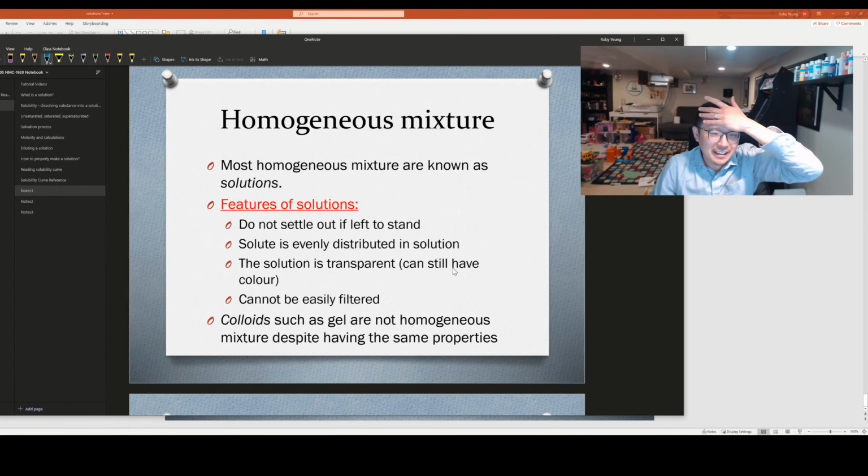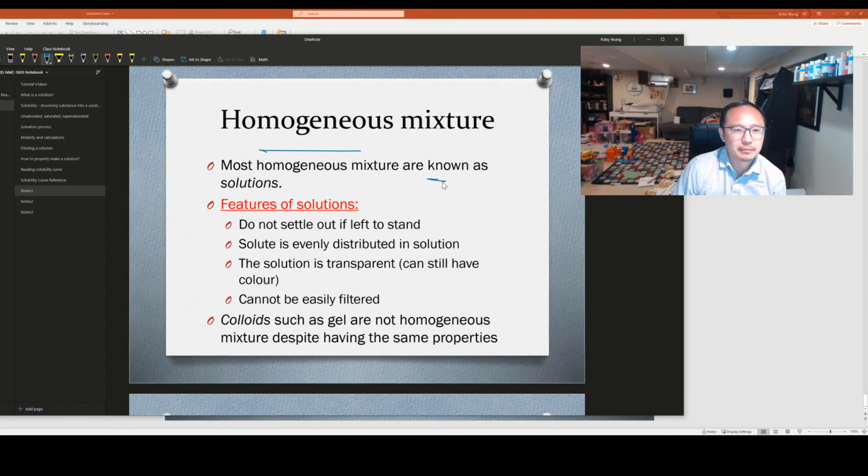It's interesting. Anyways, homogeneous mixtures are known as your solutions. The properties will stay the same.